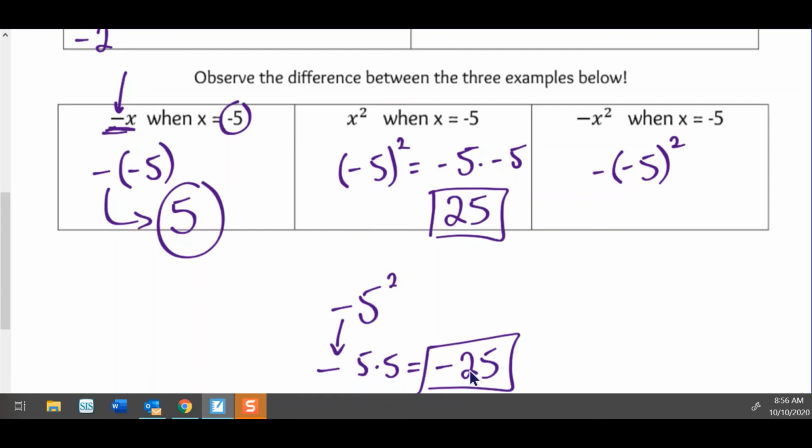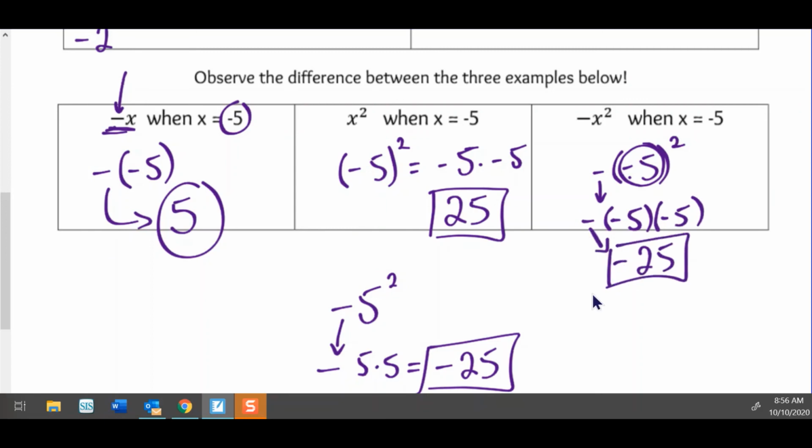Actually, that's kind of what we're seeing here. This -5, that whole thing gets squared. The negative sign comes down with the problem. So this is really showing the opposite of -5 times -5. -5 times -5 is a +25, but this sign still comes down with it, giving us a final answer of -25.